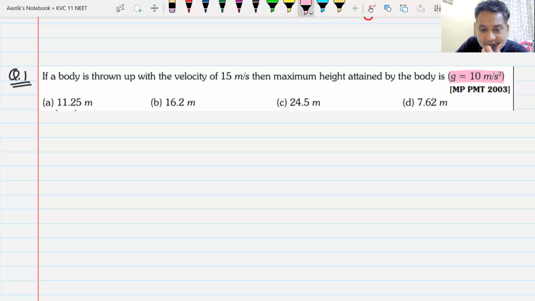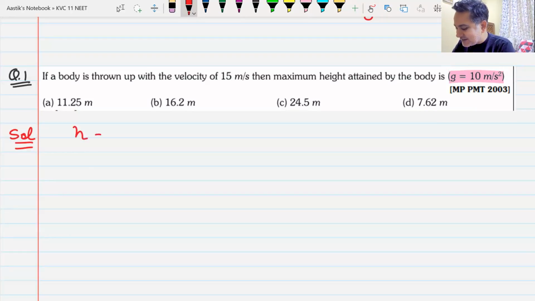Did you get the answer, my dear friends? Yes, sir. Option A. Well done. It is very simple. H is u square by 2g. The more you use this formula, whether the ball is thrown up or whether the ball is dropped down, the better you are going to become. So you just put the values, get the answer, and stay happy.